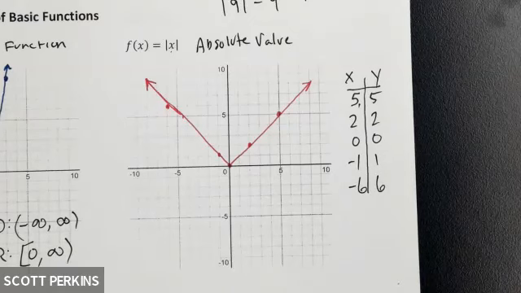Before I move on, is there any confusion about where any of those values came from for the absolute value function? Are we doing okay? I'm going to move to the bottom of the page now.